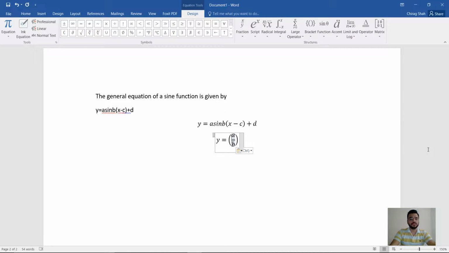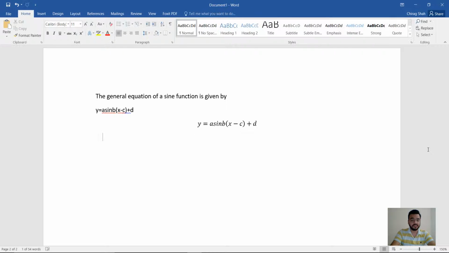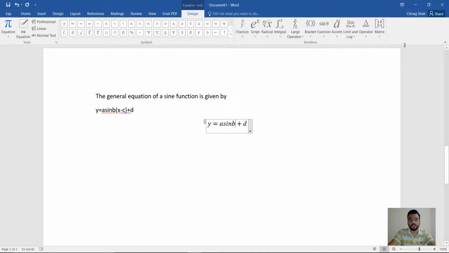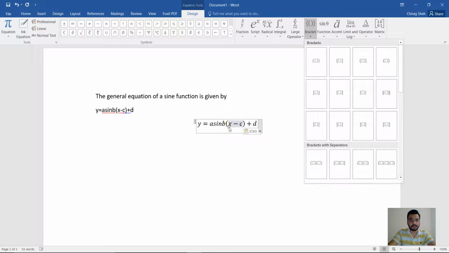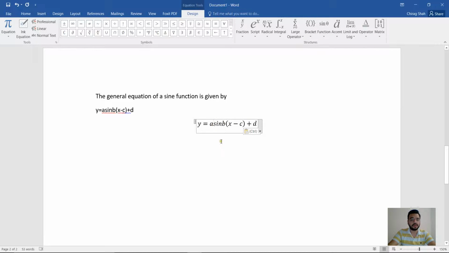Okay, so this was about using the brackets which are available in the equation mode. Y equals a sine. Now suppose you want to introduce a bracket, so I'll just remove the brackets that I introduced using the keyboard and go to the equation mode and make sure to use the bracket mode available in the equation typing.